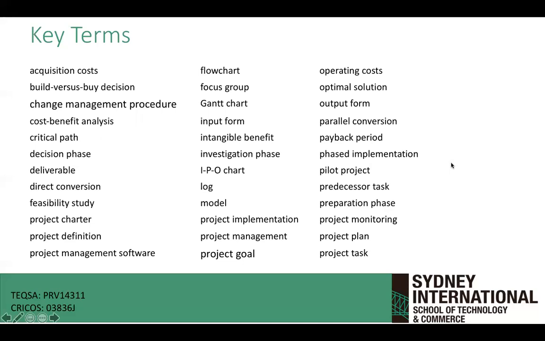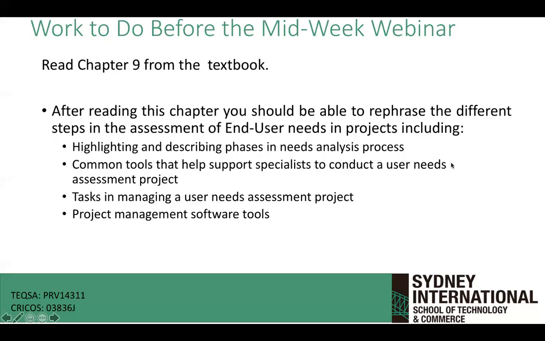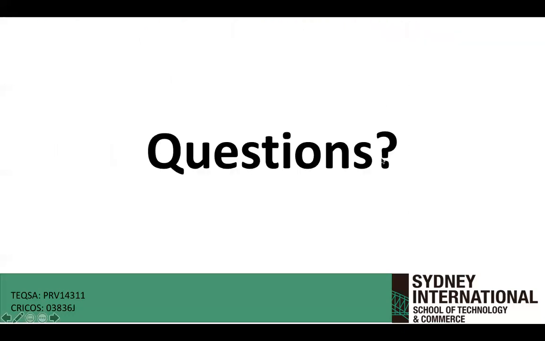Now, ladies and gentlemen, that's really all we are covering today for the intro session. I encourage you to read chapter 9. It's actually chapter 9 today, not chapter 8. After reading this chapter, you should be able to rephrase the different steps in the assessment of end user needs in projects, including highlighting and describing phases in the needs analysis process, and common tools that help support specialists to conduct a user needs assessment project. We talk about tasks in managing a user needs assessment project, and we talk about project management software tools.